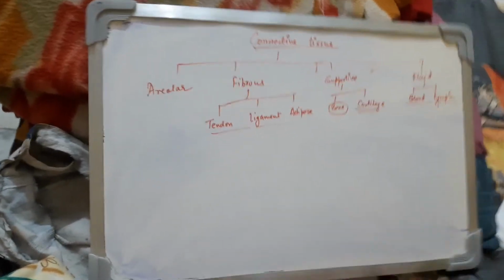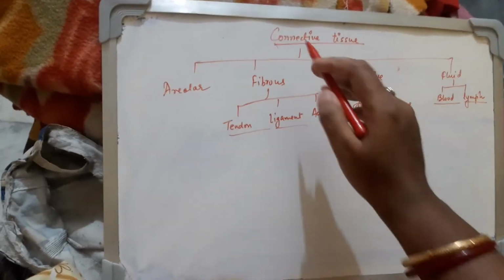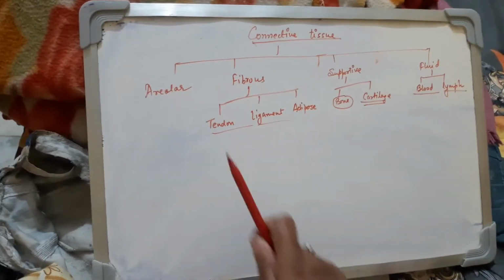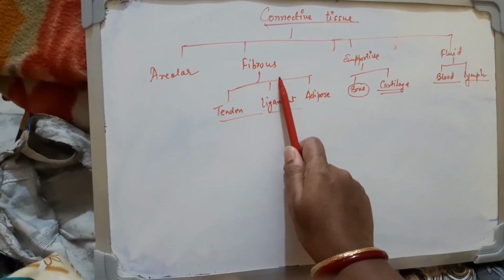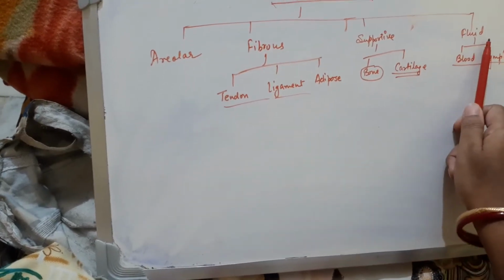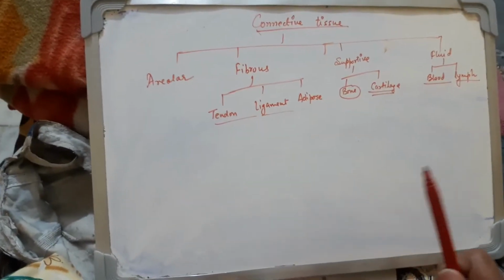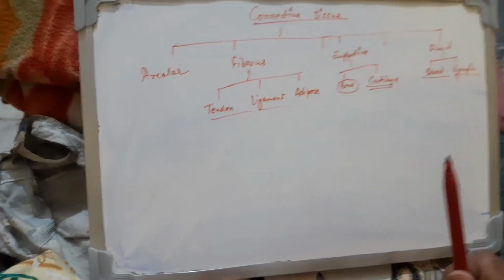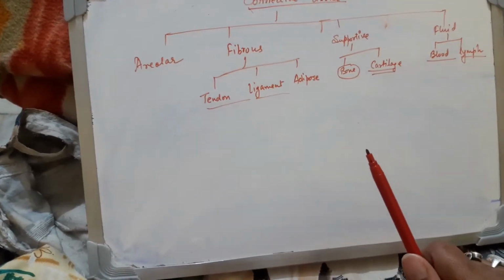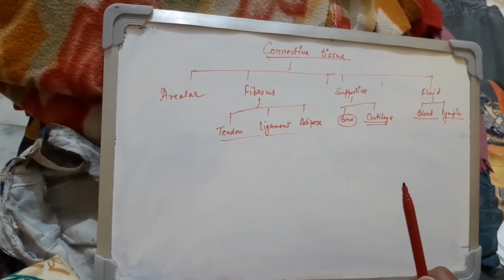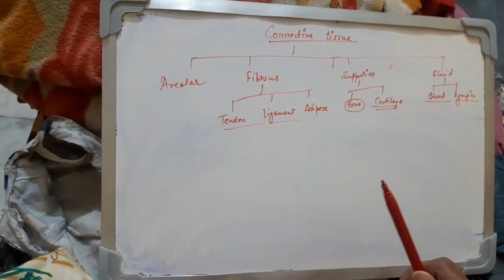So now, in class 9th, we are going to bifurcate all these which you have studied under separate headings. So connective tissue can be of 4 types: areolar, fibrous, supportive, and fluid. The main function is to bind one another, make a supporting framework and form a protective sheet. That is the work of connective tissue.